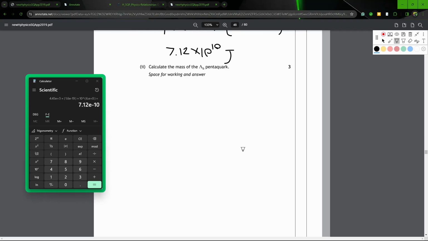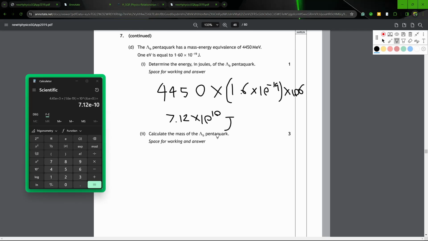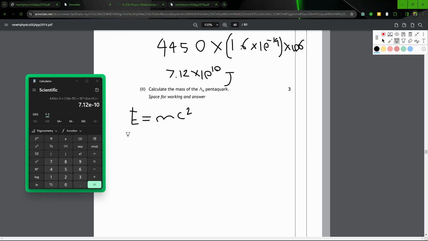Calculate the mass of the lambda B pentaquark. Okay, well, let's go and do it. I don't think you need to go into the relationship with this one. Everyone remembers E equals mc squared, right? So we know the energy. So that's 7.12 times 10 to the minus 10, sorry. Remember your minuses, guys. Equals m. That's what we want to figure out. And c is a constant. It's the speed of light.